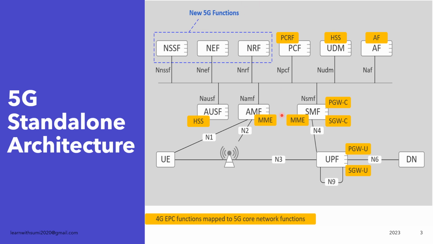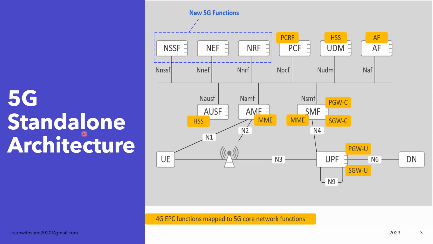We also have the concept of network slicing. So in standalone 5G, network slicing is a central feature. It allows operators to segment the network into multiple virtual networks, that is slices, tailored for specific use cases or services, ensuring optimal resource allocation and performance for each slice.